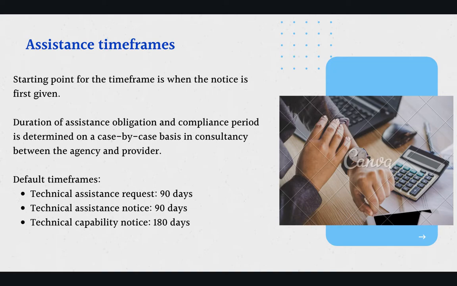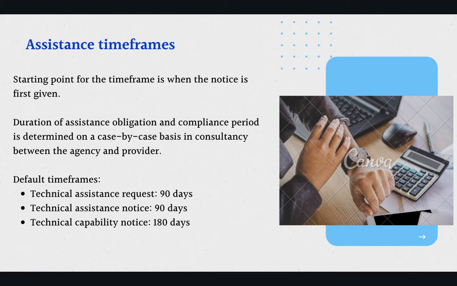Each compliance period is determined on a case-by-case basis and is decided in consultation with the telecommunication provider and the interception agency. The default periods are as follows: 90 days for a technical assistance request, 90 days for a technical assistance notice, and 180 days for a technical capability notice.